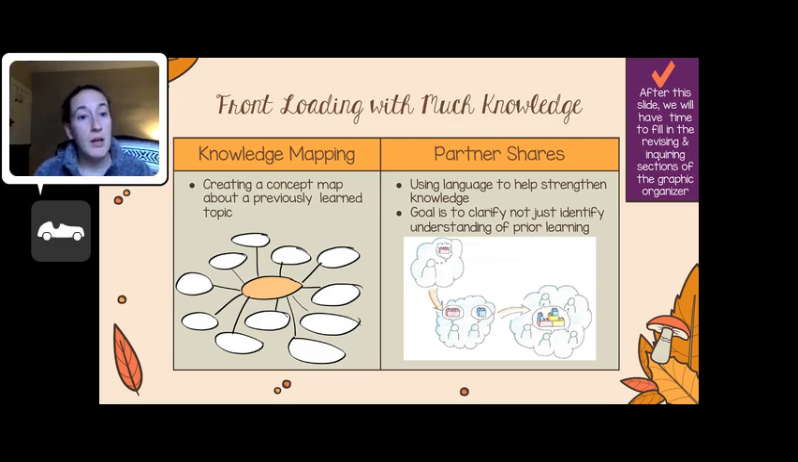So we've reached the point in our professional development where we'll give you about 4 minutes, and you're going to fill in the revising and the inquiring sections of the graphic organizer. Remember, the revising section is where you go back and look at what you confirmed, meaning what you thought you knew about reading strategies. And then the inquiring section is where you're going to generate 2 or 3 questions that you think could be answered through the text.